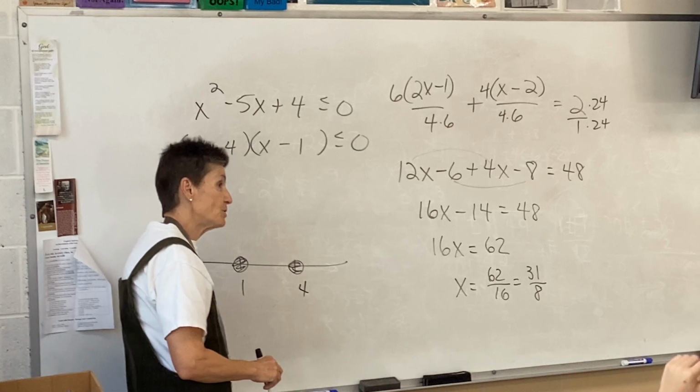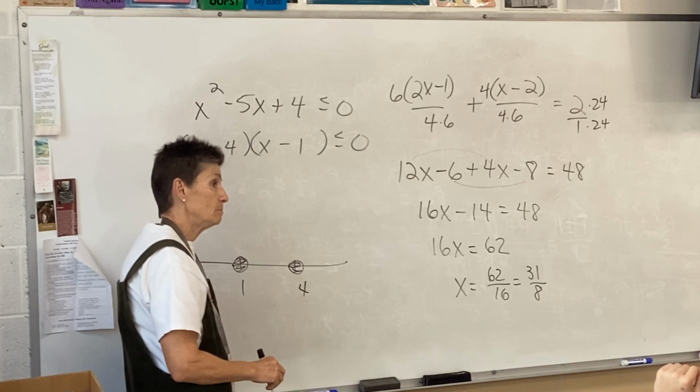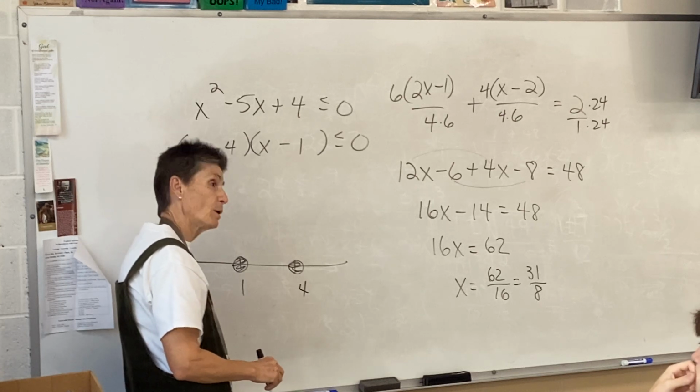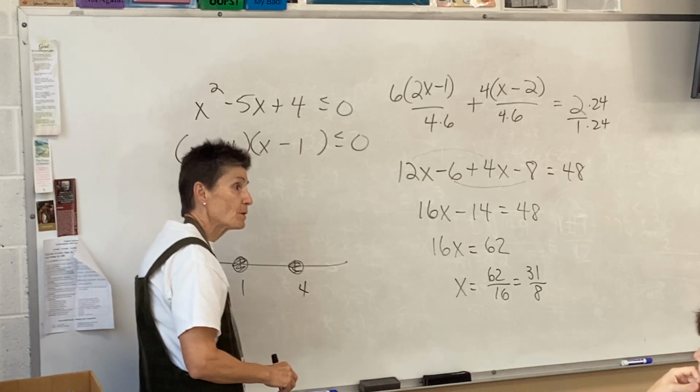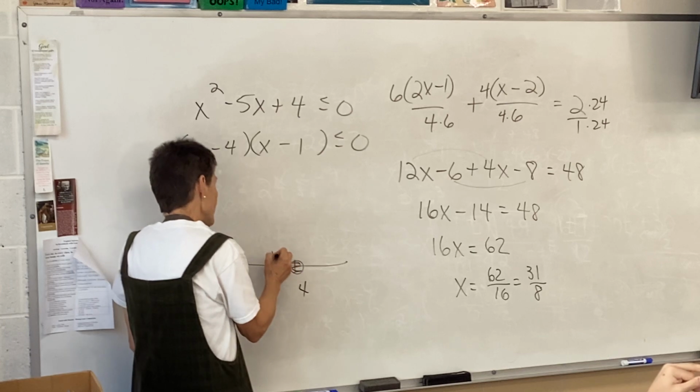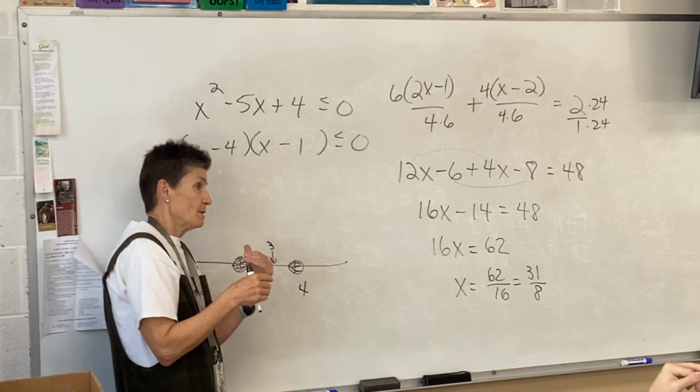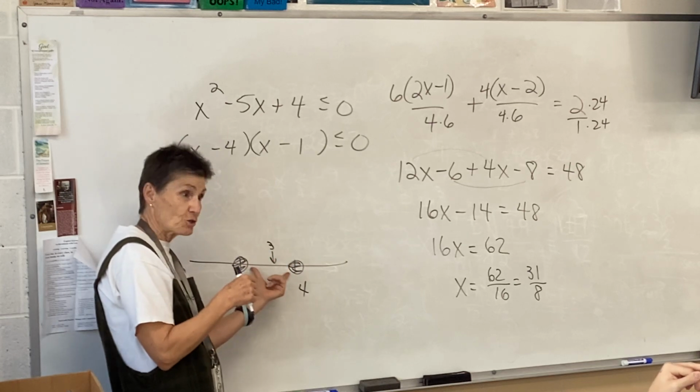Izzy, do you remember what to do now? Now we're gonna pick a number. What number would you like to pick? 3? So she's picking 3. 3 is right in here. So what is she doing? She's trying to figure out if I should shade here or not.